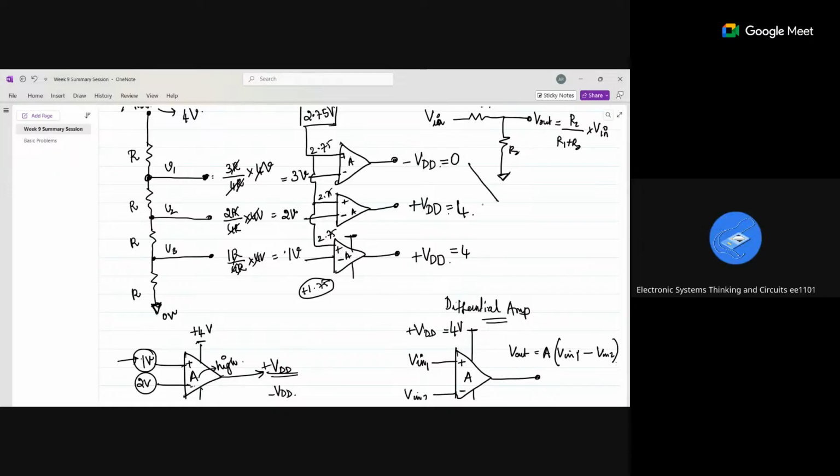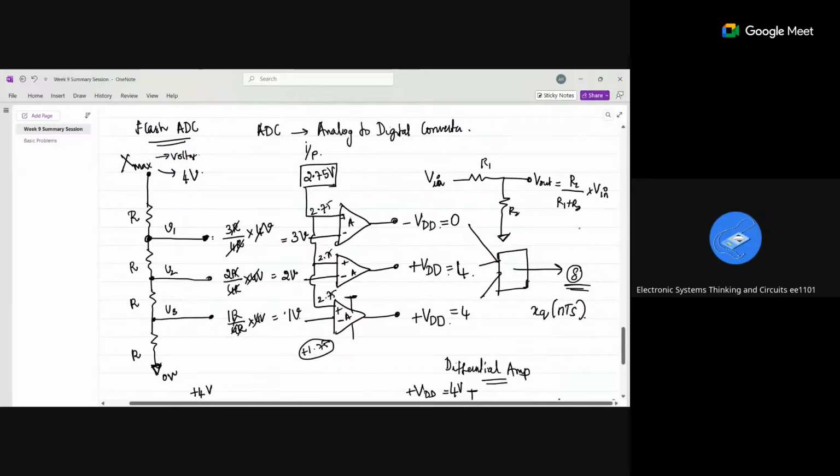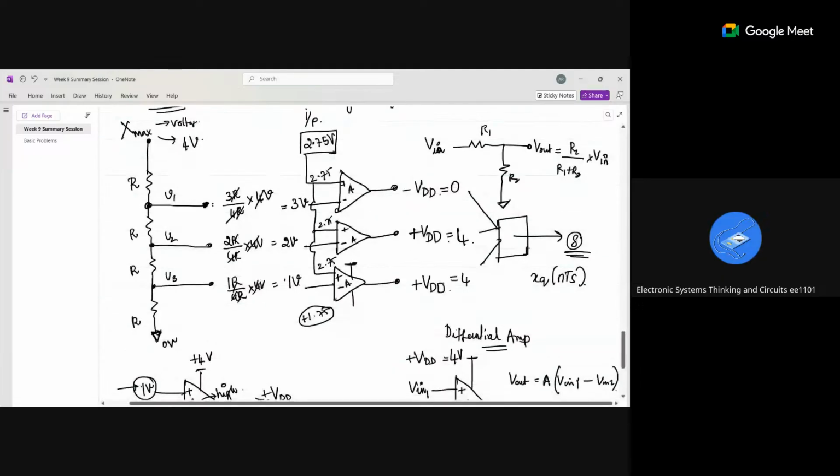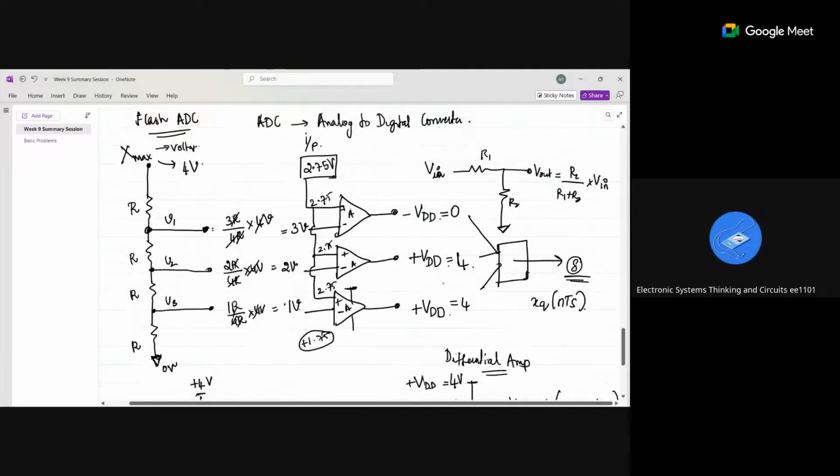Yes, ma'am. So whatever values I am getting, I will add them and then I will get a value. Here I will be getting 8, right? And depending on this value and mapping it to the initial value, I will be getting some discrete value, so basically I'm getting an integer value here. Is it clear? This is the principle of flash ADC.